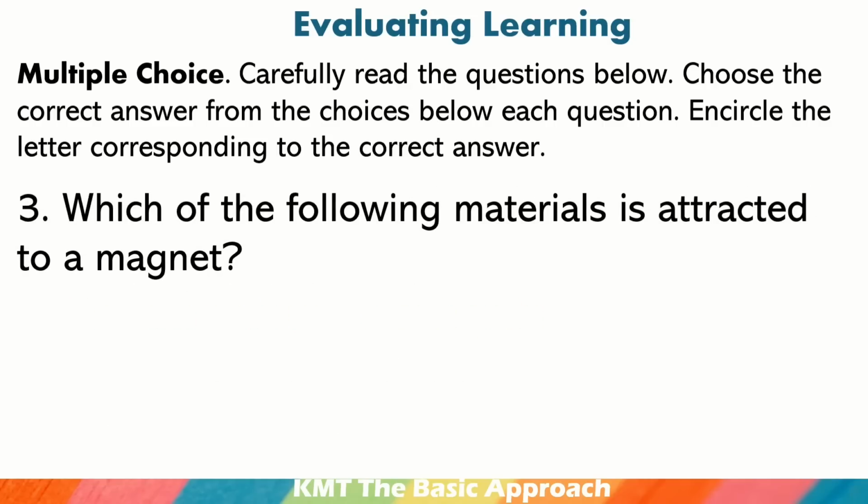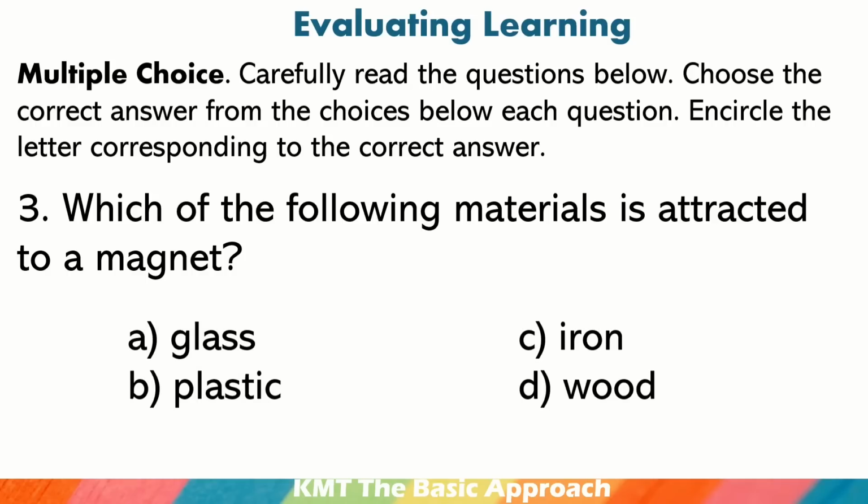Number 3. Which of the following materials is attracted to a magnet? Is it A, glass, B, plastic, C, iron, or D, wood? What is the correct answer? Great! The correct answer is letter C, iron.